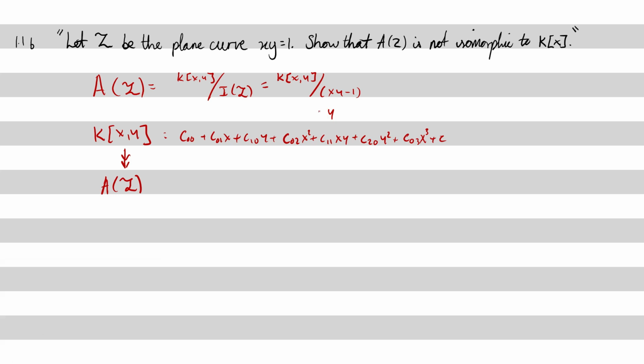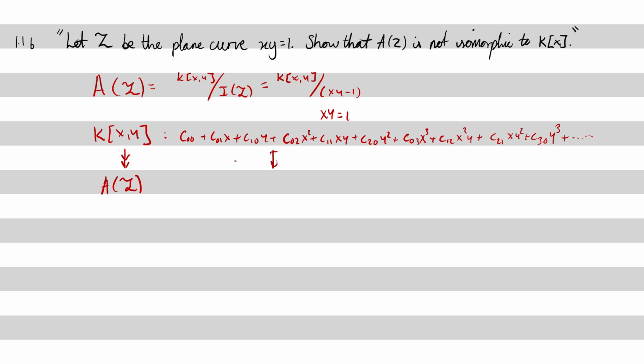So, x times y equals 1. So what would this be? c_12 x squared y plus c_21 x y squared plus c_30 y cubed plus dot dot dot.